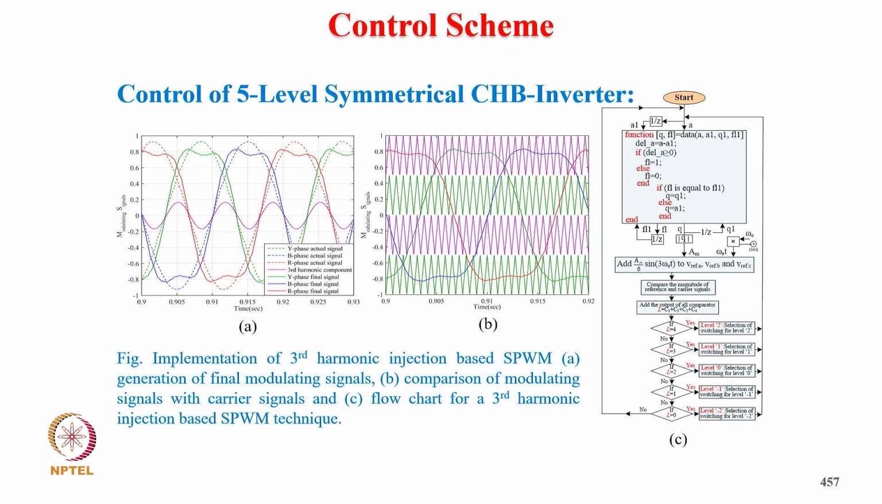And these are typically the implementation of third harmonic injection based space vector modulation, generation of the final modulating signal, comparison of modulating and carrier signal, and flowchart for the third harmonic injection technique. So here with the flowchart, you define the function and then you add the third harmonic, A M by 6 sin 3 omega t, and then compare the magnitude and reference. Add the output of all comparators: L equal to C1 plus C2 plus 3 C4. If L equal to 4, then go to level 2, then if L equal to 3, go to level 1, select this, and if L equal to 2, select 0, and if L equal to 1, then select -1, and if L equal to 0, then select level -2.